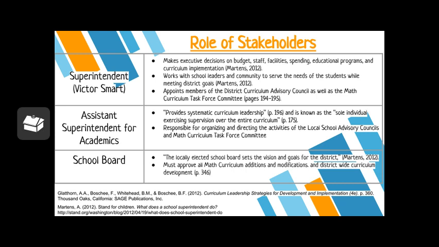Next, we have the Assistant Superintendent for Academics, who provides systematic curriculum leadership and is known as the sole individual exercising supervision over the entire curriculum, and is also responsible for organizing and directing the activities of the local school advisory councils and Math Curriculum Task Force Committee. Next, we have the School Board, the locally elected school board which sets the vision and goals for the district and must approve all math curriculum additions and modifications and district-wide curriculum development.